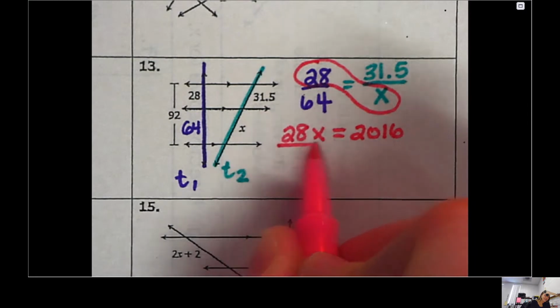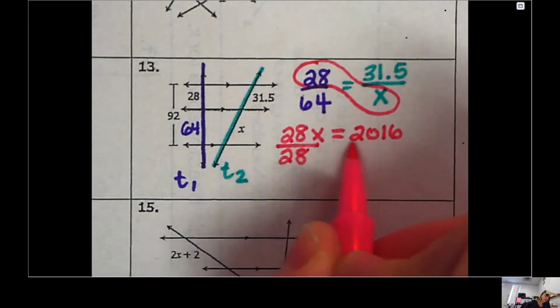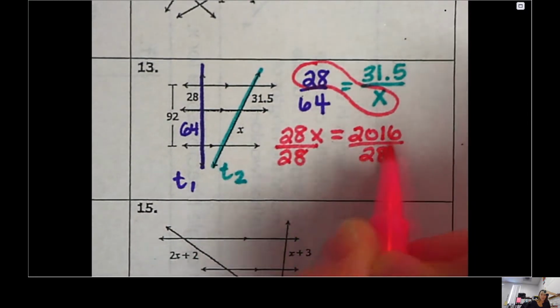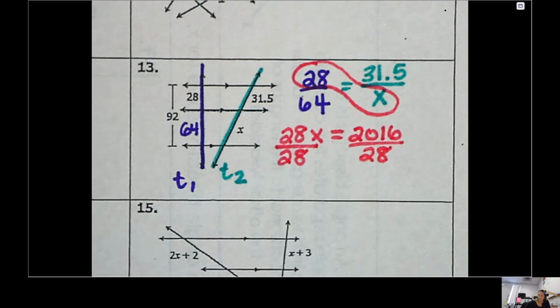And then I'm going to divide both sides by 28. You get x equals 72.